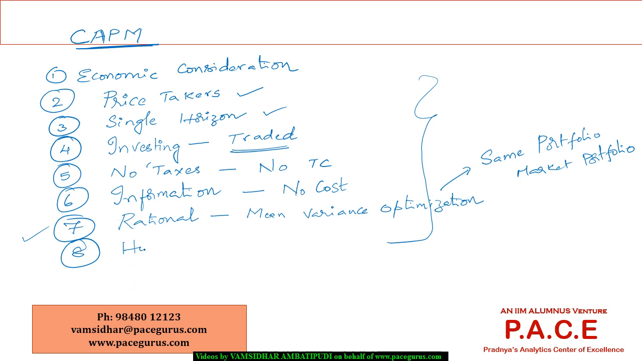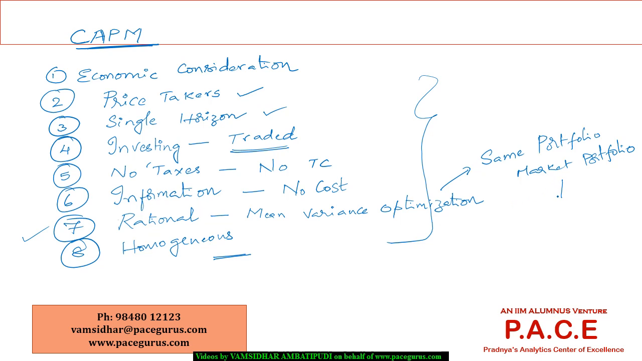And it also says the expectations of each of the investors are homogeneous. Every investor has the same set of expectations regarding the mean, variance, and all the other properties of the asset. There is no difference of opinion among the investors, right? So these are all the assumptions using which the CAPM model has been derived.